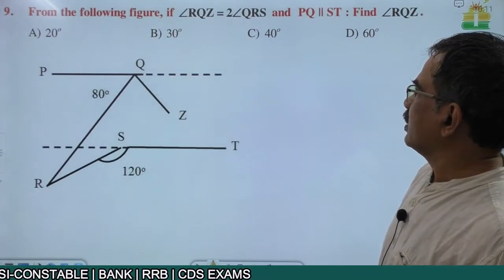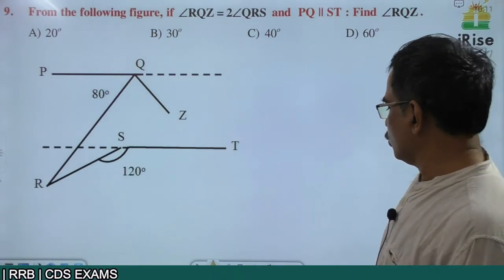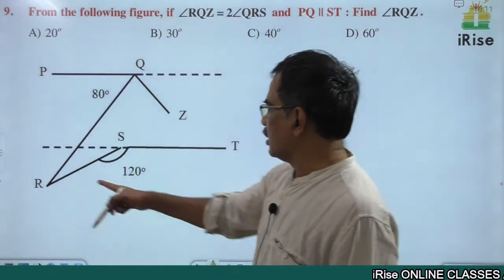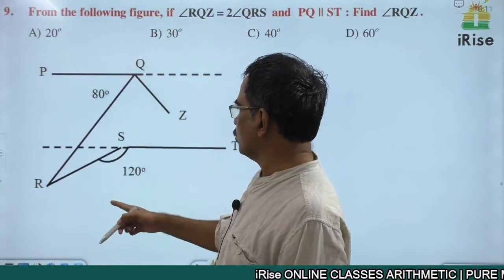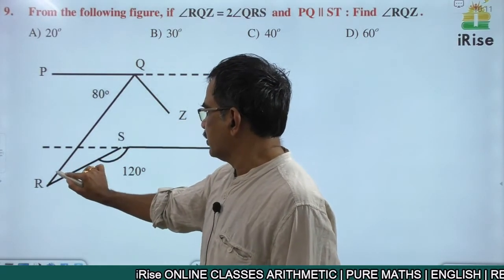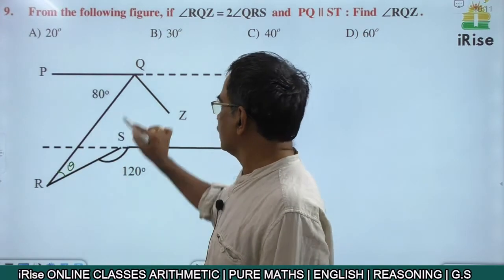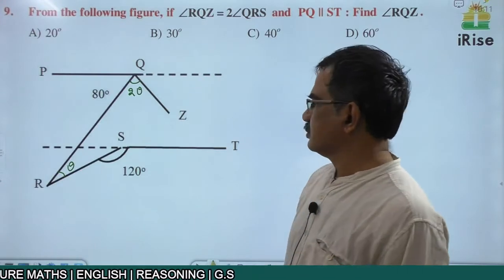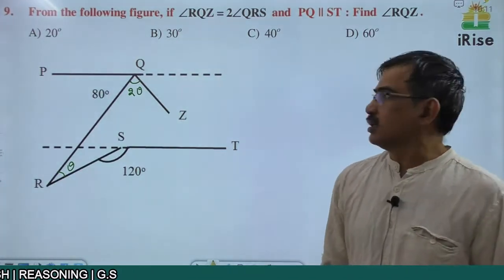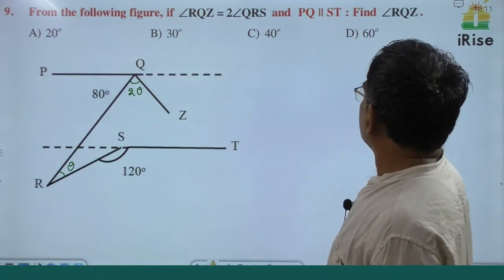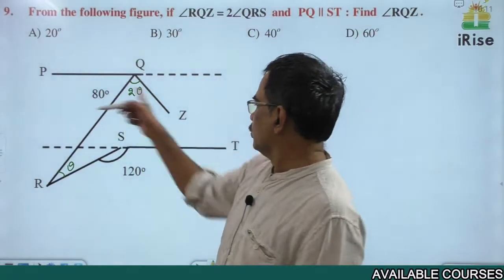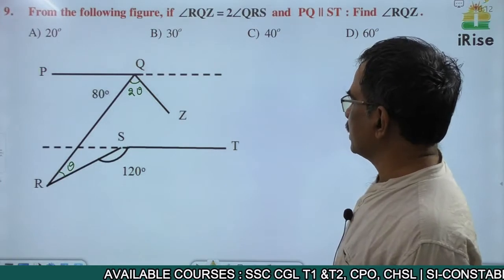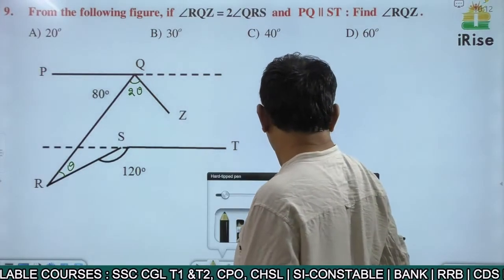From the following figure, angle RQZ is equal to 2 times angle QRS. If this angle is theta, this angle is 2 theta. That is given. PQ line is parallel to ST line. Then find RQZ.